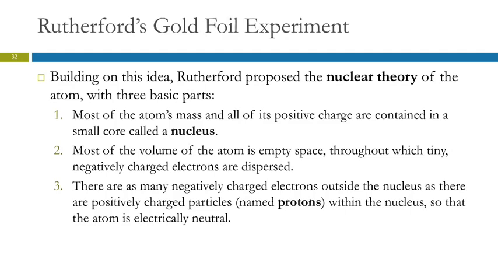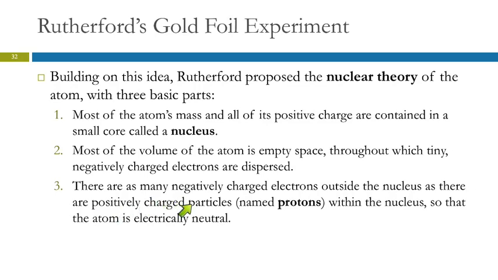So the nuclear theory of the atom, 3 basic ideas. Most of the atom's mass and all of its positive charge are contained in a small core called the nucleus. Most of the volume of the atom is empty space through which the tiny negatively charged electrons are dispersed. And there are as many negatively charged electrons outside the nucleus as there are positively charged particles inside the nucleus.